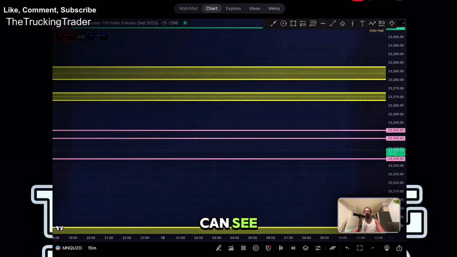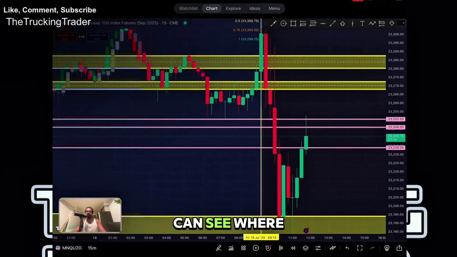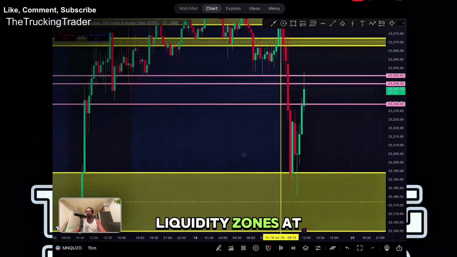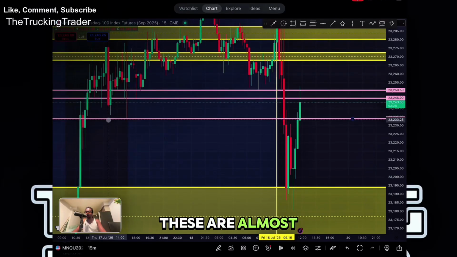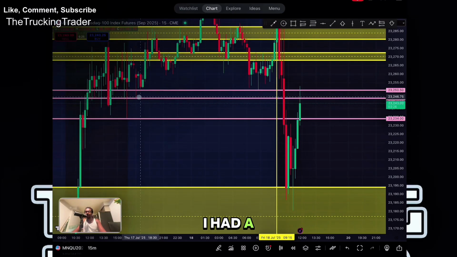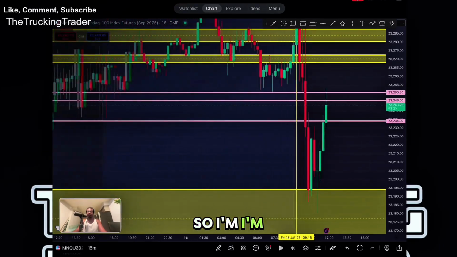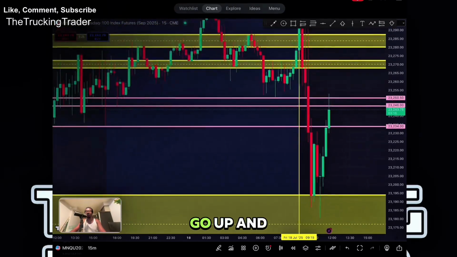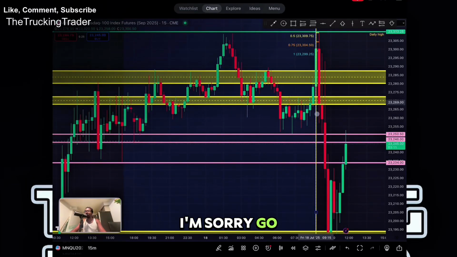Now you guys can see where I had my little liquidity zones at, right? I had this little low right here marked out. These were almost relative equal lows. I had a low up here and I had a low up here that was marked out. So I'm knowing that at the bare minimum, the market is going to want to go down and take out this low.